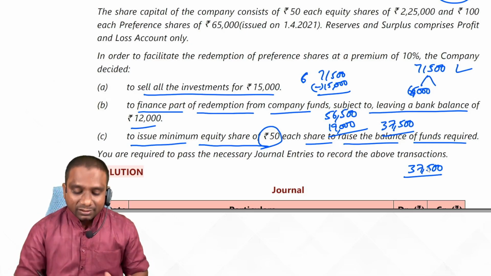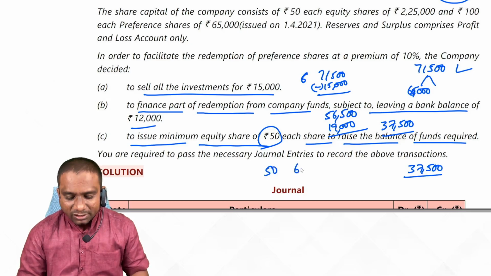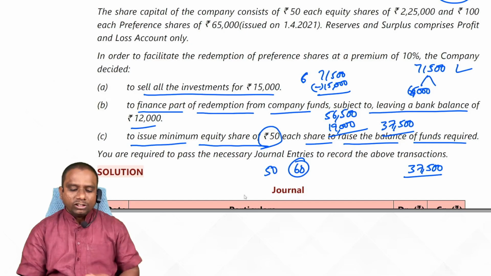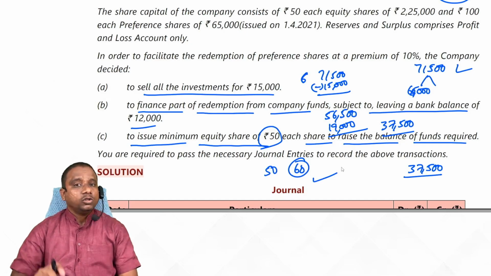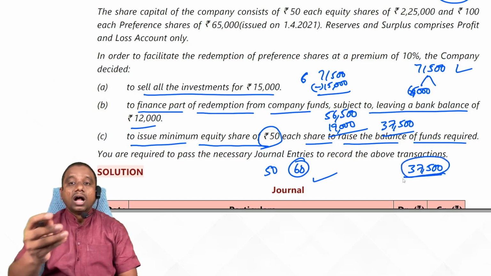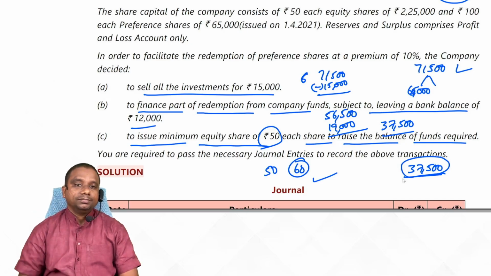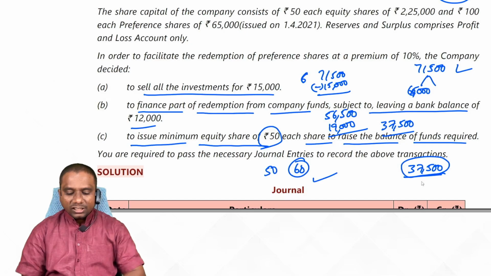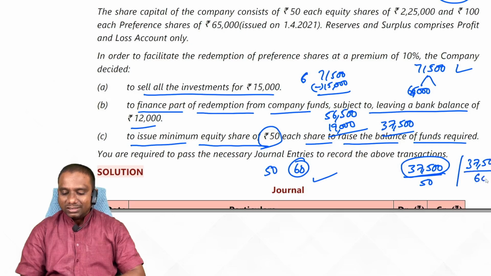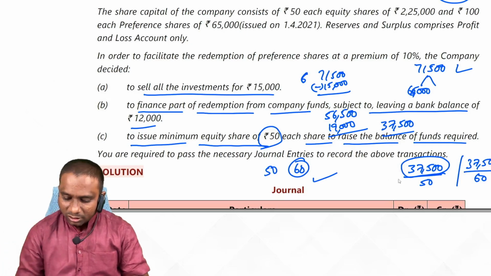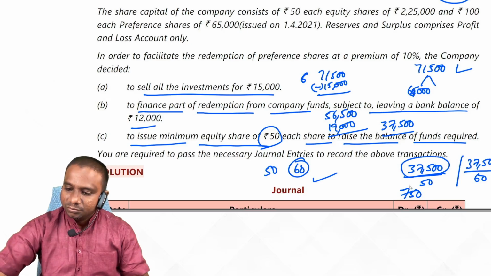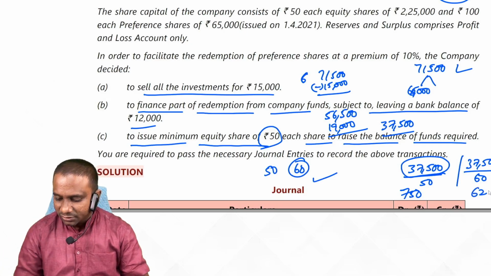Suppose it is given like this: 50 rupees face value, but issued at 60. Which price should we take, face value or issue price? Issue price, because here you are looking at the amount. So 37,500 divided by 50 gives 750 shares. But when it comes to 60, 37,500 divided by 60 becomes 625 shares.